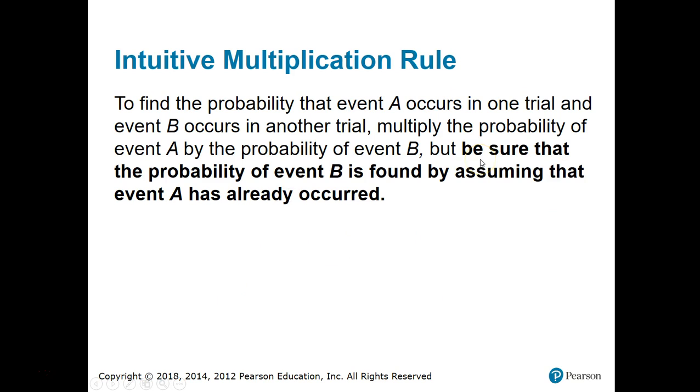Intuitive multiplication, or intuition, always leading you down weird paths. To find the probability that event A occurs in one trial and event B occurs in another trial, multiply the probability of event A by the probability of event B, and be sure the probability of event B is found assuming that event A has already occurred. Huh? What?